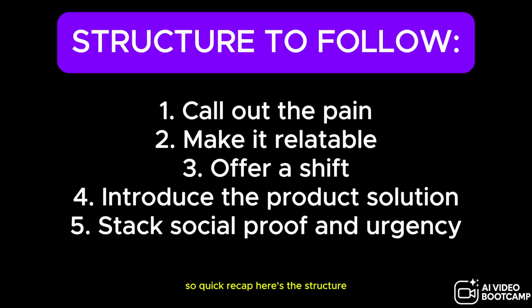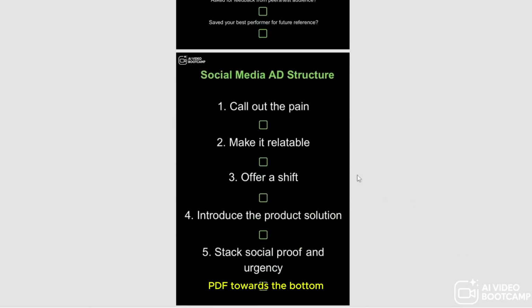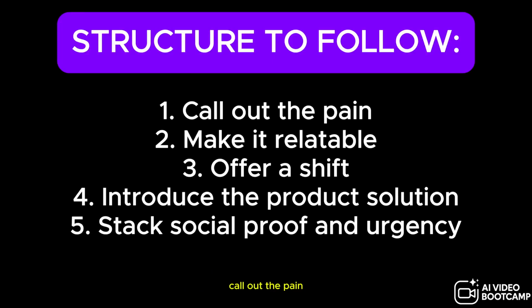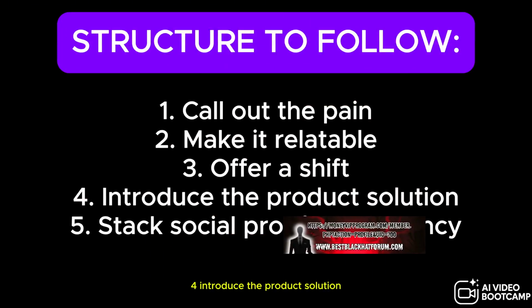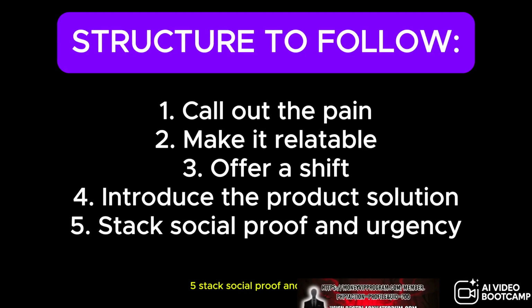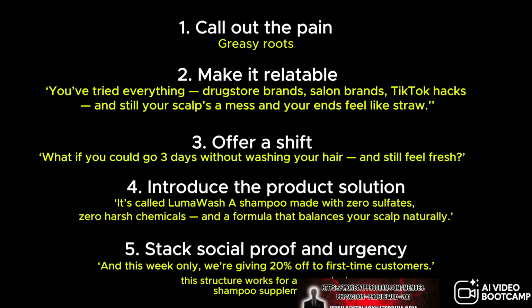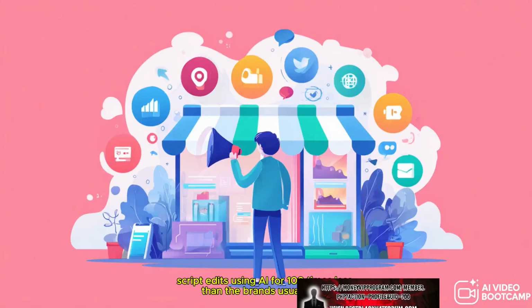So quick recap, here's the structure. You can find the structure in the AI advertisement workflow PDF towards the bottom, so you can tick it off as you make your social media ads. 1. Call out the pain. 2. Make it relatable. 3. Offer a shift. 4. Introduce the product solution. 5. Stack social proof and urgency. This structure works for any product, shampoo, supplements, skincare, candles, whatever you're selling, because it's built on human psychology, not just marketing. And the best part, you can build the entire thing, visuals, script, edits, using AI for 100 times less than the brands usually pay.